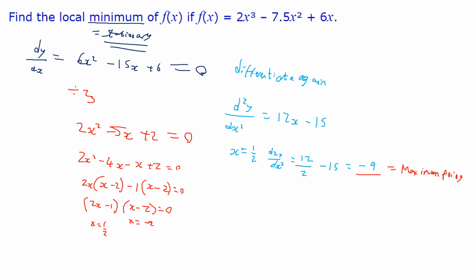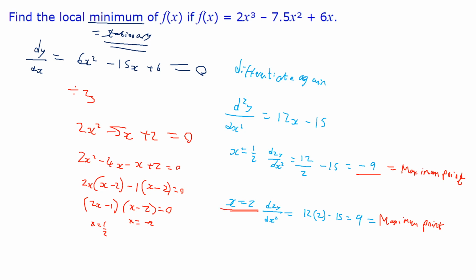Okay? So now when x is equal to 2, d2y by dx squared is going to be 12 times 2 minus 15, which is equal to 9. And so therefore, this is the minimum point. Okay? And so we know that the minimum point happens when x is equal to 2.